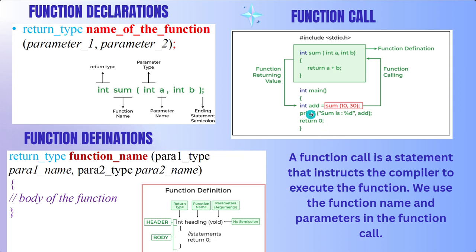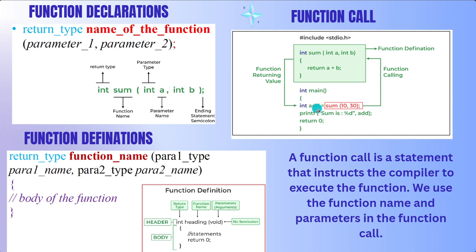In the main function over here, int add = sum(10, 30). Sum is the function which is declared here already, an int function which has two parameters, a and b. So we don't need to write the data type of the parameters because it's already mentioned over here. We just need to pass two values, that is 10 and 30. 10 is considered as a and 30 is considered as b. So inside the function we are returning a plus b, which is 10 plus 30.